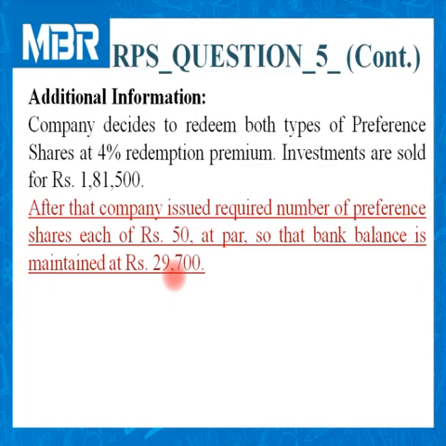I just want to draw your attention that it is the turning point of our answer. We need to issue the required number of new preference shares in such a way that we can maintain a bank balance of rupees 29,700 at the end. It means the entire calculation of redemption is working around maintenance of the bank balance that we will do.